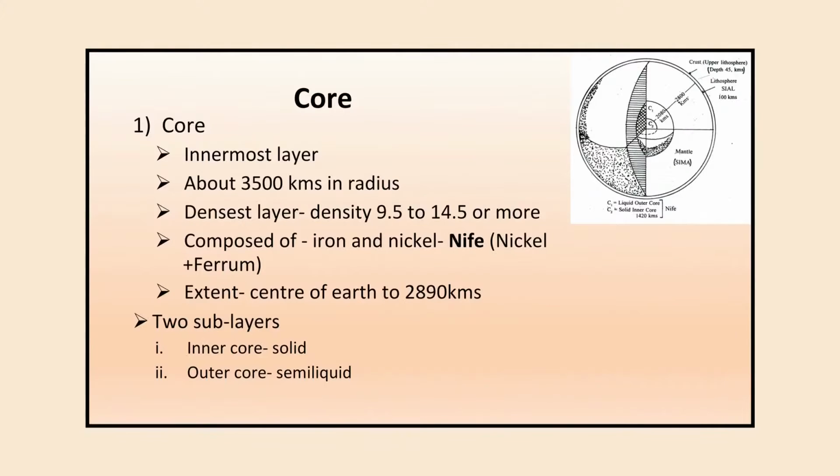Now, first of all, we will be dealing with core, that is the innermost layer of the Earth. It ranges up to about 3500 kilometers in radius. It is the densest layer where the density ranges from 9.5 to 14.5 or more. It is composed of iron and nickel and therefore it is known as NIFE. It extends from the center of the Earth to 2890 kilometers. There are two sublayers of core. One is inner core, that is solid in nature, and another one is outer core, that is semi-liquid in nature. You can see in the picture also.